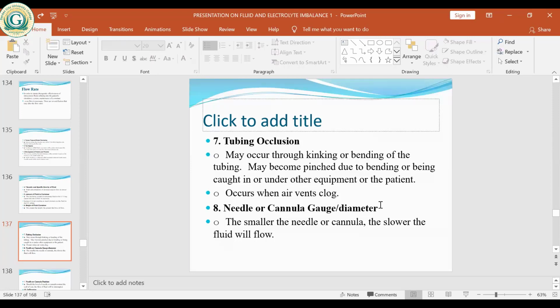Needle or cannula gauge and diameter. Last week, I explained that the gauge and the diameter are sometimes opposite. The higher the gauge, the smaller the diameter. The smaller the gauge, the higher the diameter. So the smaller the needle or the cannula, the lower the flow rate will be. Even on the ward, when you are infusing a pediatric or a smaller child, you pick small cannulas.